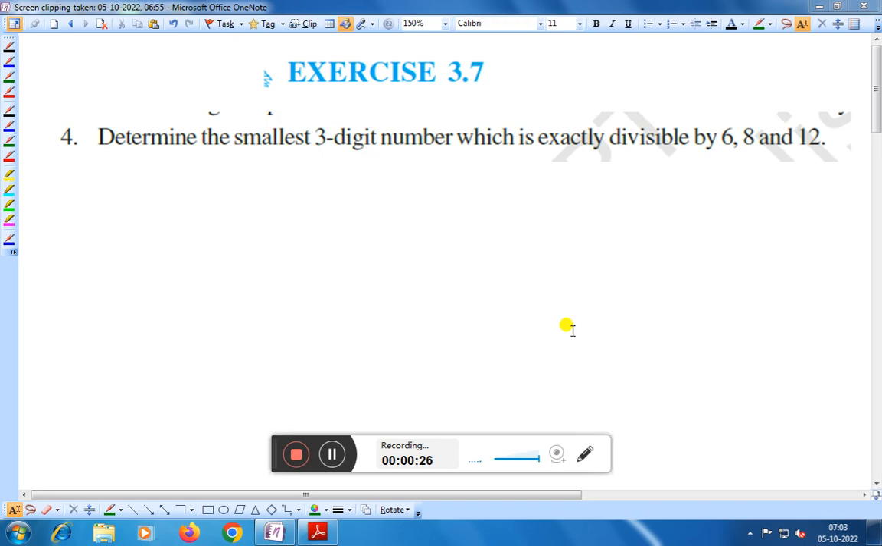Let us find the LCM, right? The question is to determine the smallest 3-digit number which is exactly divisible by 6, 8 and 12. Therefore, first of all we have to find the LCM of the numbers 6, 8 and 12.